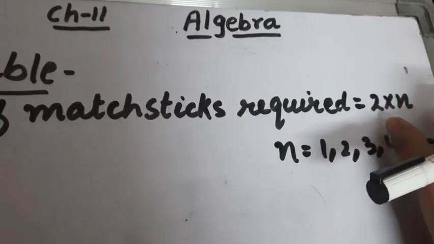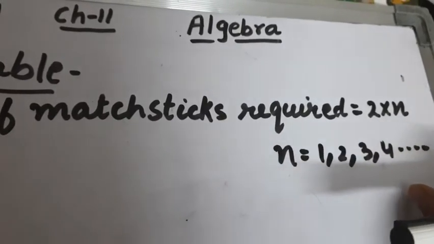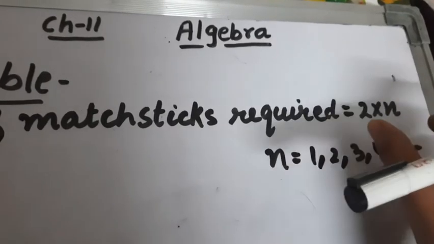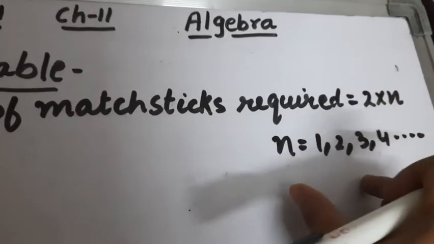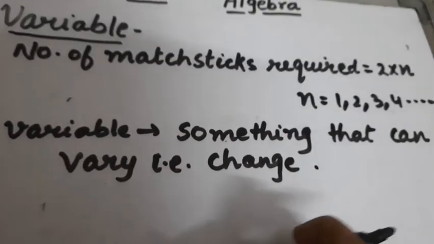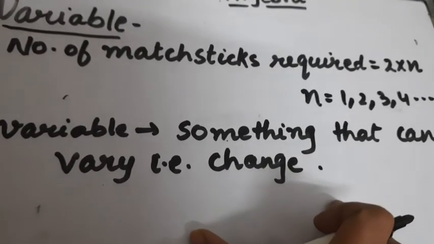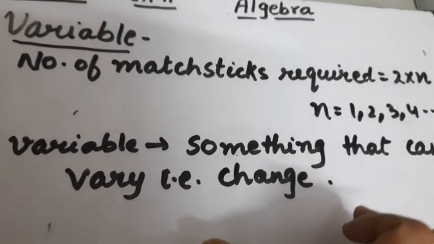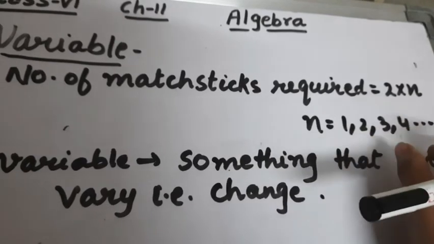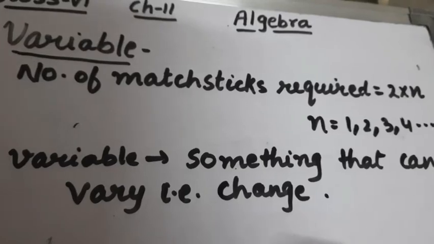Its value is not fixed. It can take any value 1, 2, 3, 4, and so on. The word variable means something that can vary, that can change. The value of a variable is not fixed. It can take different values. We can put n is equal to 1 or 2 or 3 or 4, and so on. So a variable is something that can vary, or you can say, that can change.